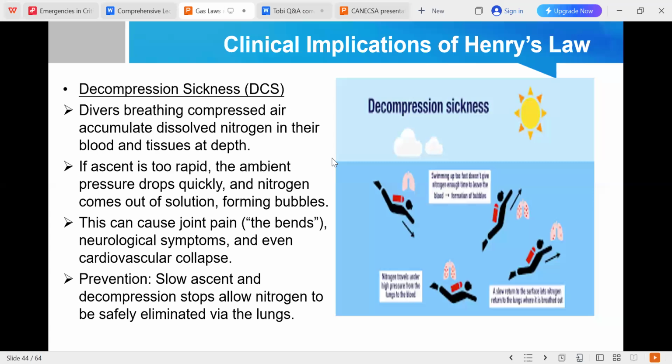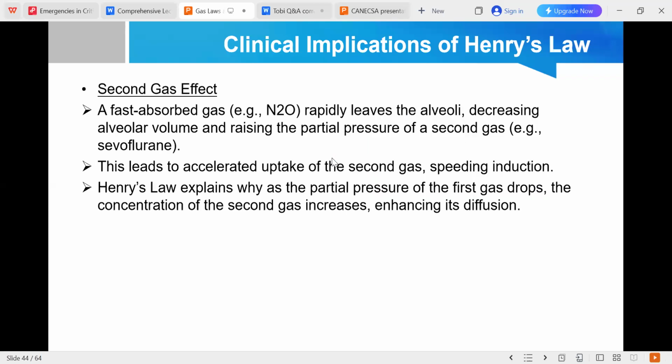So trained divers know that coming out of deep waters, you need a slow ascent, and decompression stops, allowing nitrogen to be safely eliminated via the lungs.